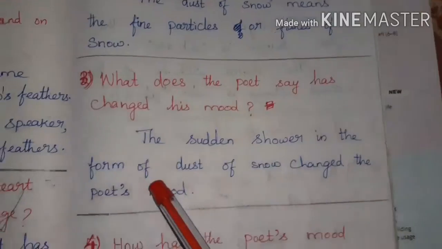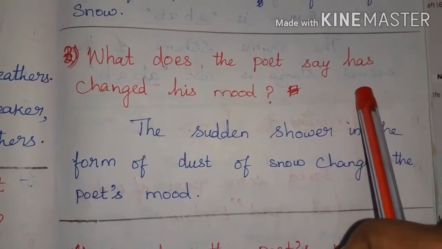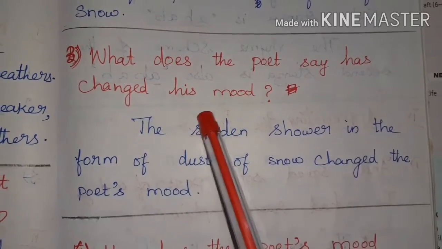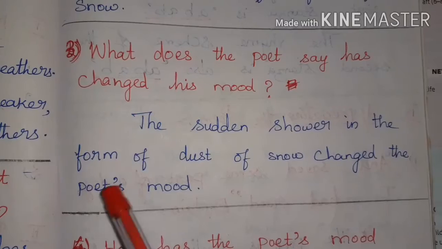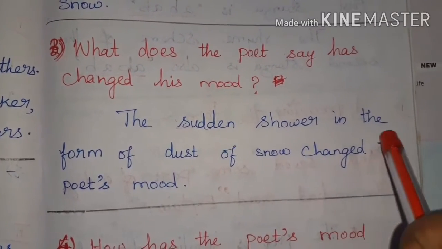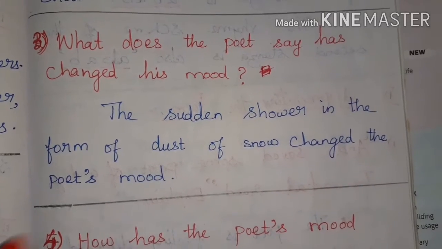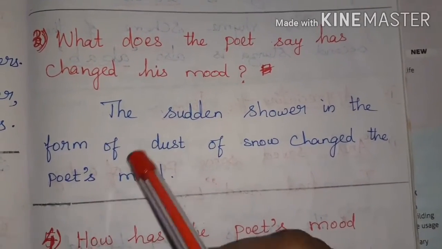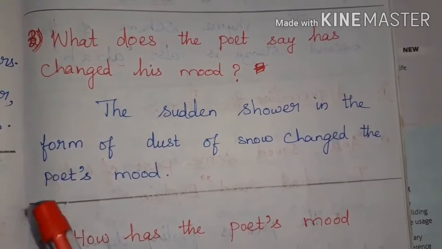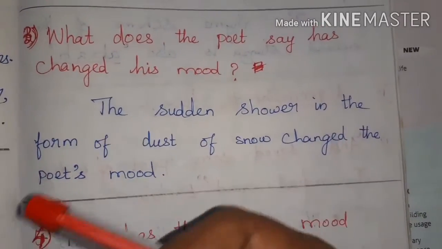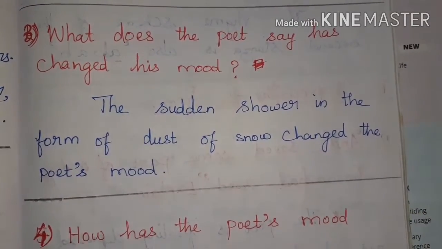Okay. The third question is, what does the poet say has changed his mood? That is, what changed his mood? The sudden shower in the form of dust of snow changed the poet's mood. The sudden shower means the snow fell on him, no? So that is the thing that changed the poet's mood. Okay.